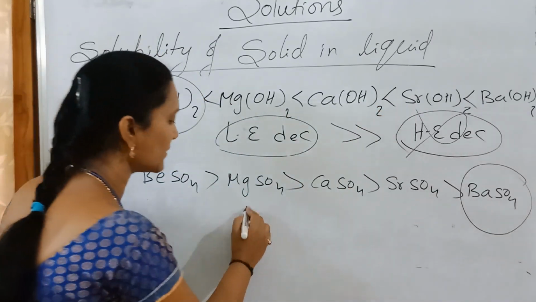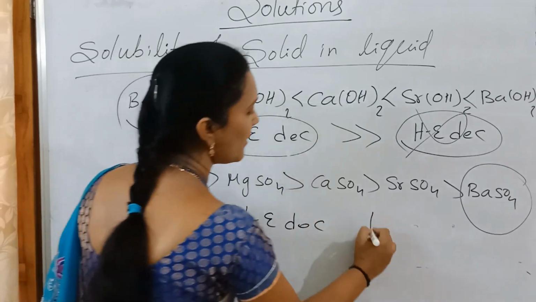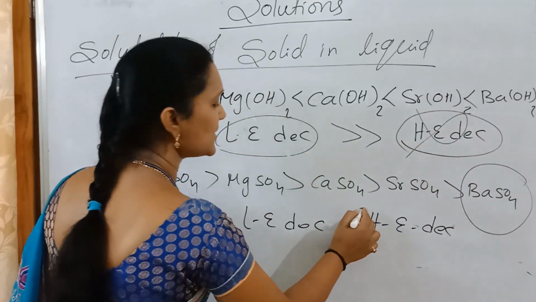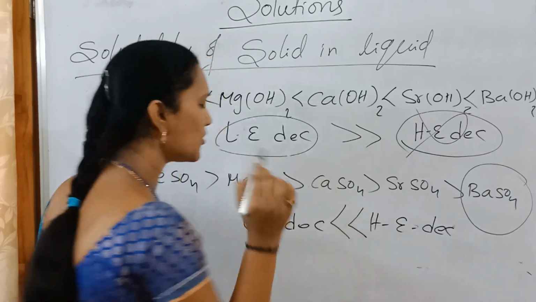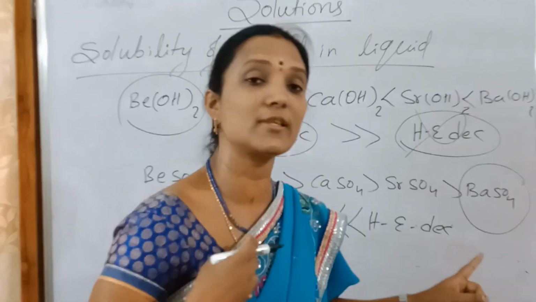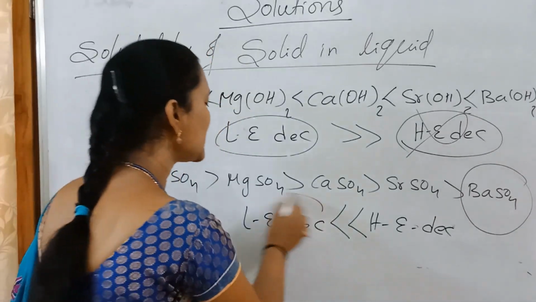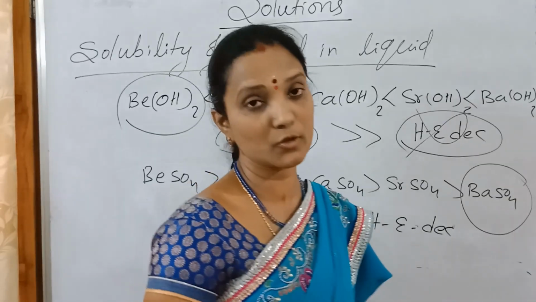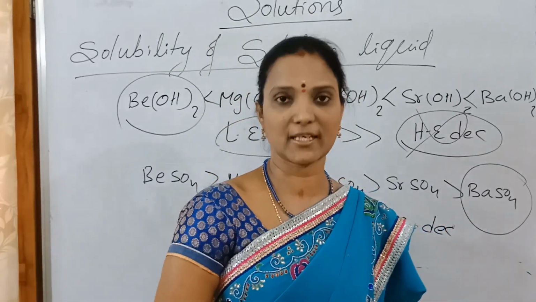Now, same group, for sulfates: lattice energy decreases, hydration energy decreases. But down the group, the decrease in hydration energy is more than the decrease in lattice energy. That's why there is no need to consider lattice energy. Just hydration energy decreases down the group, so solubility decreases.